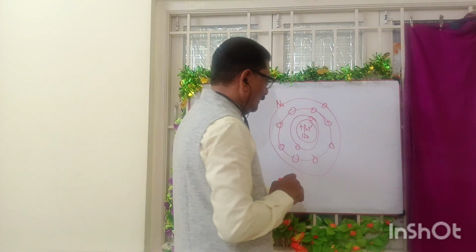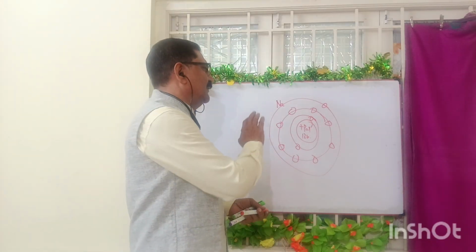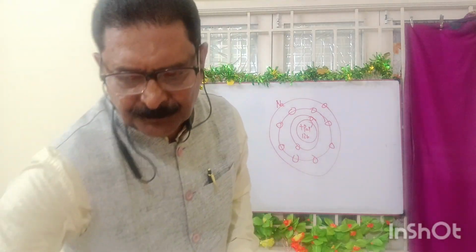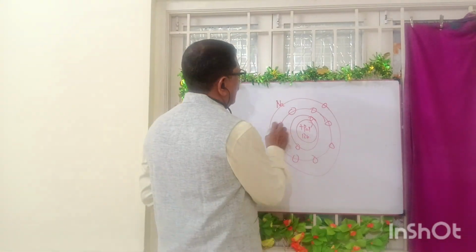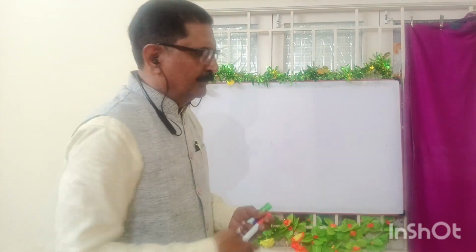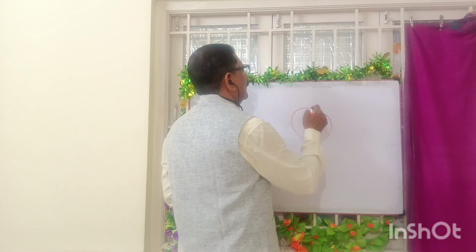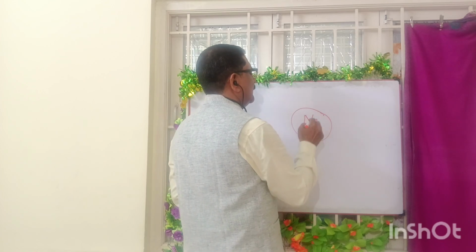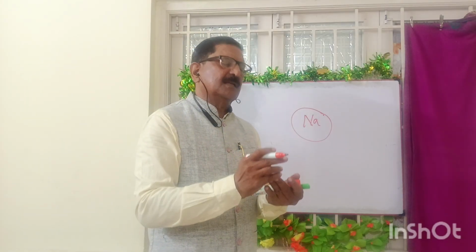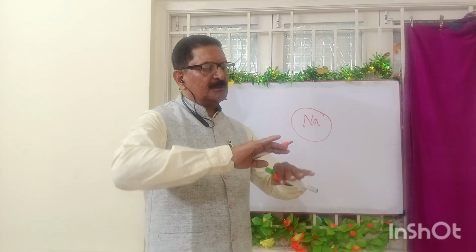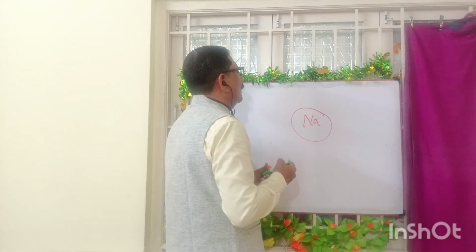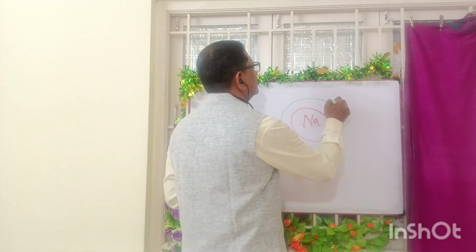Okay. So actually in chemistry we are interested only in the last outermost orbit. So we can express it in another simple way. How? Just draw a circle and put Na in that. This represents the nucleus and the first orbit and the second orbit, that is, the nucleus plus all the inner orbits. We are going to draw only the outermost orbit.